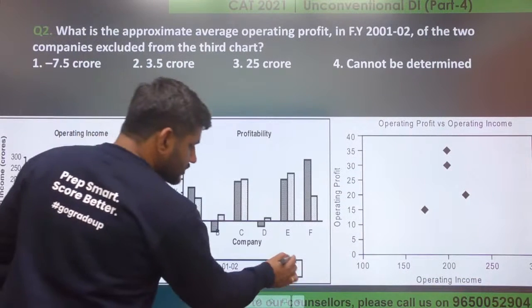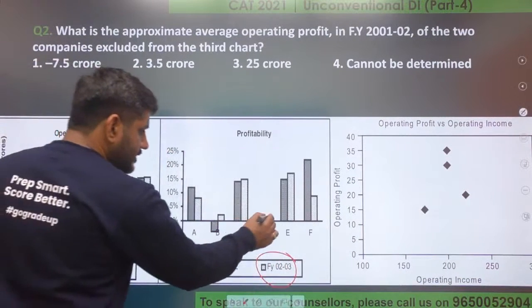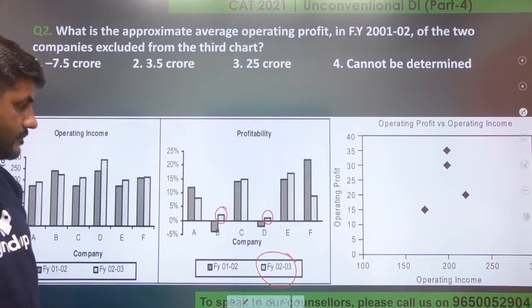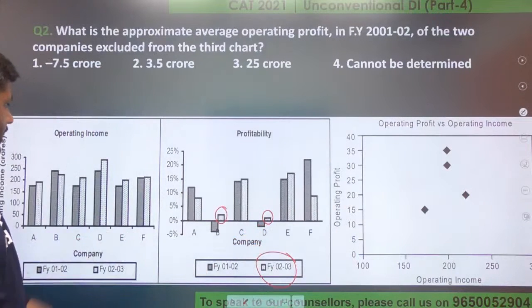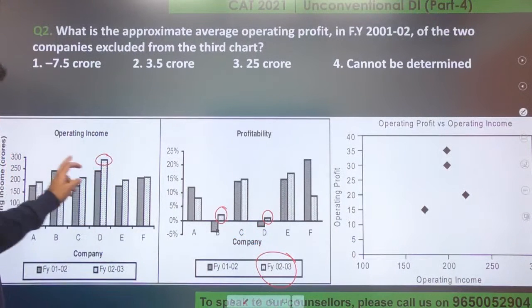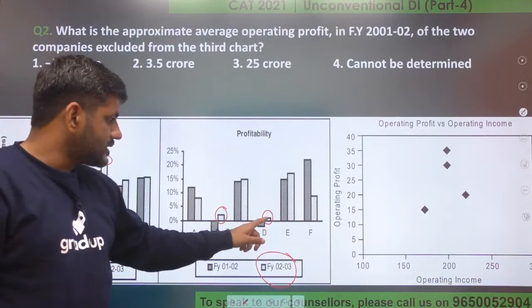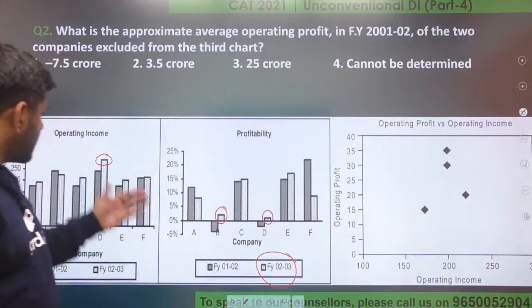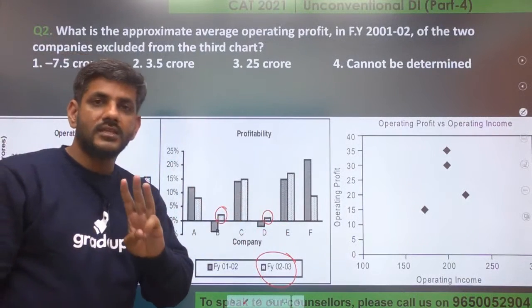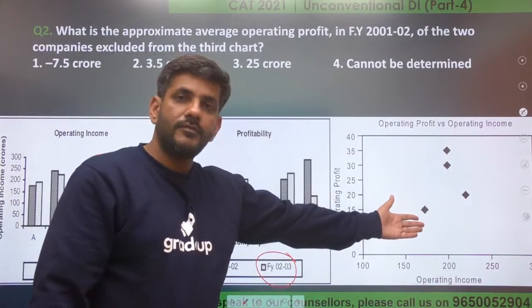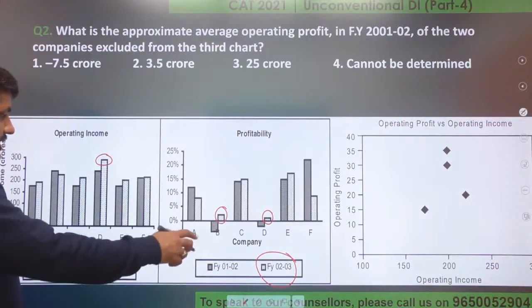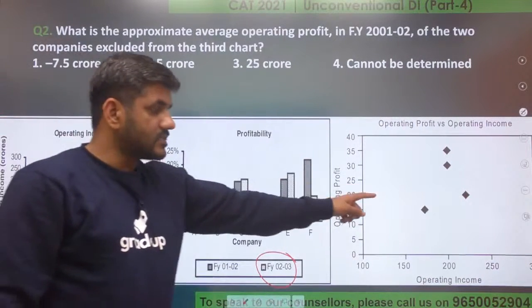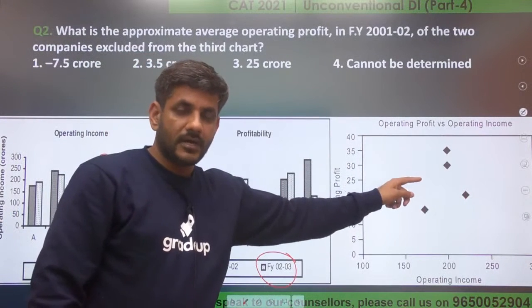If I talk about 2002-03 here, these two companies have a very low profitability, company B and company D. If I talk about D, the operating income of D is around 300 CR, but the profitability is somewhere around 1%, 1 or 2%, something like that. So can I say 1% of 300 is only 3 crores, but there is no company showing a profit of 3 crores there. So therefore I can say D is not among those, because this data is about 2002-03 की बात हो रही है यहाँ पे.